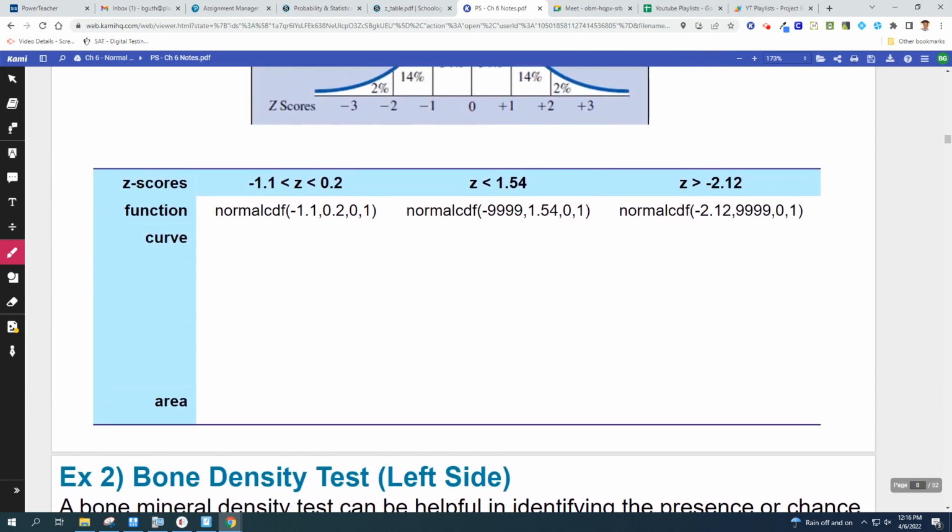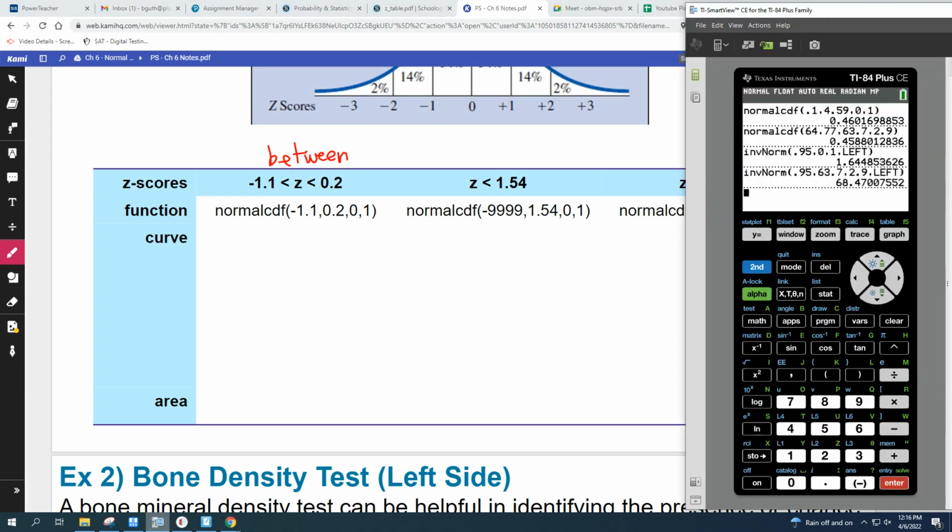Okay. So if I was doing between two numbers, like between negative 1.1 and 0.2, I would go into my distributions menu. So second vars, I want normal CDF, and I'm going to type in the lower bound of negative 1.1 and an upper bound of 0.2, and mean is 0 and standard deviation is 1, and paste that in.